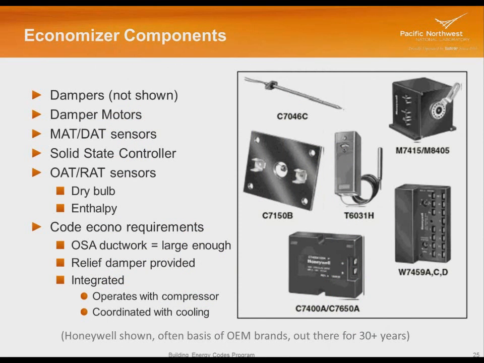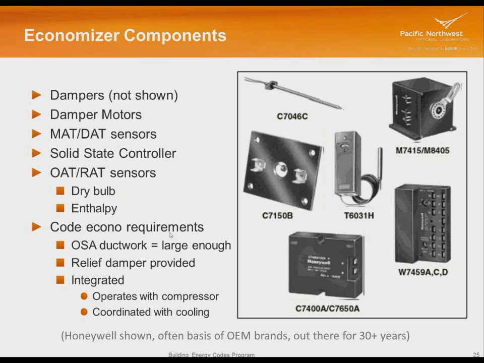Now, here's an example of some of the control components in the system. We showed the dampers in the earlier slide, didn't show them here, but we've got dampers, we've got damper motors, or a single motor that's connected to both dampers. We've got mixed air temperature or discharge air temperature sensors. May look like this or like this. Outside air, return air sensors may look like this. Those can be dry bulb or include the humidity that gives the total enthalpy reading.